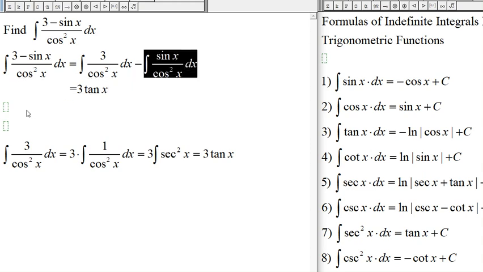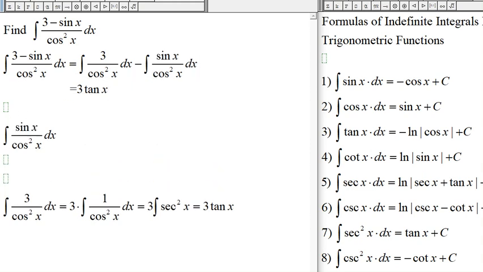And then now we need to do the second integral. For this one we can use the U substitution method and let U be cosine of x. And then we need to rewrite this. The reason we're letting U be cosine of x is because the derivative of cosine of x is negative sine of x, and we have sine of x right here. So that's why.